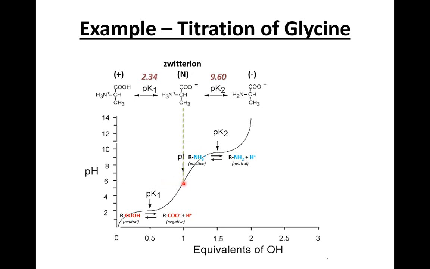For glycine, this will correspond also to the equivalence point, when you have added an equal amount of hydroxide ion to the amount, to the moles ultimately, of amino acid that you have in the solution. But this is a coincidence. By definition, they are different things.